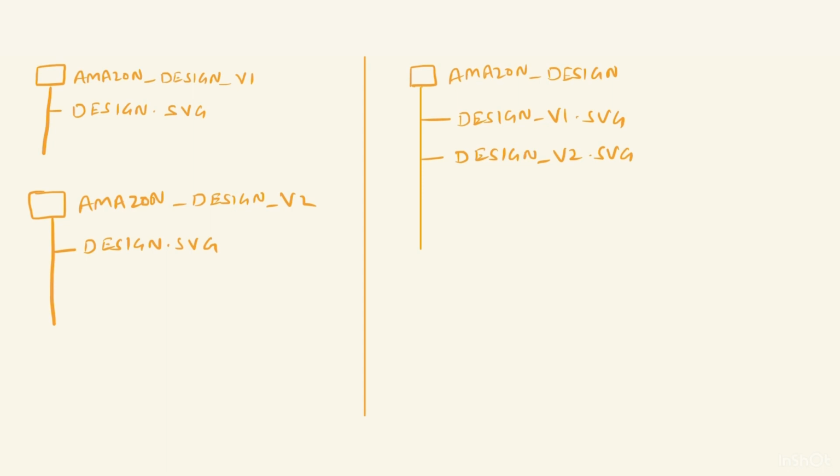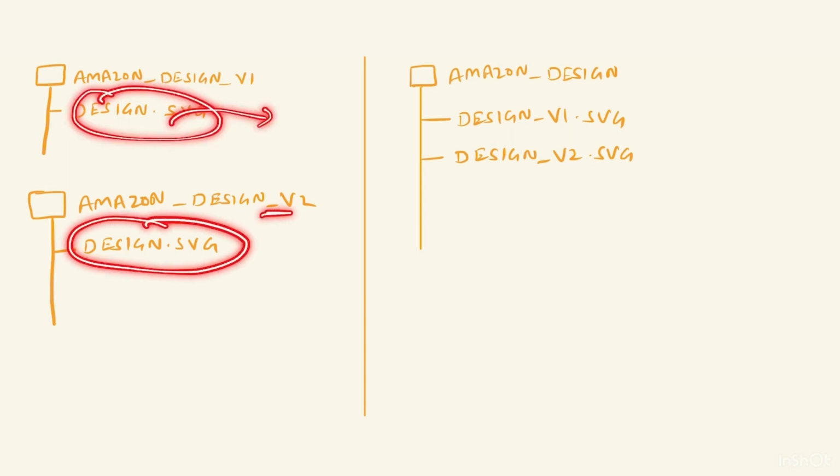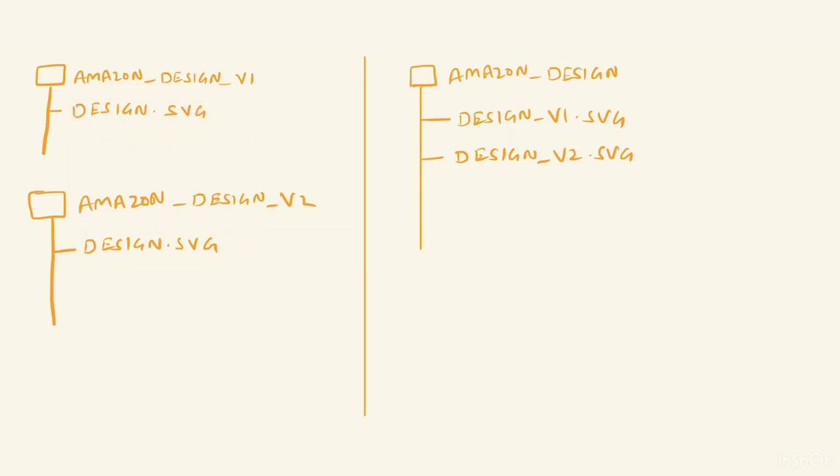Suppose initially you named it Amazon Design V1 and then you export your image as design.svg, and before starting new work you created a new directory Amazon Design V2 and you import this image. After doing your work you export it in Amazon Design V2. So you're going to do this every time whenever you have to do new changes.